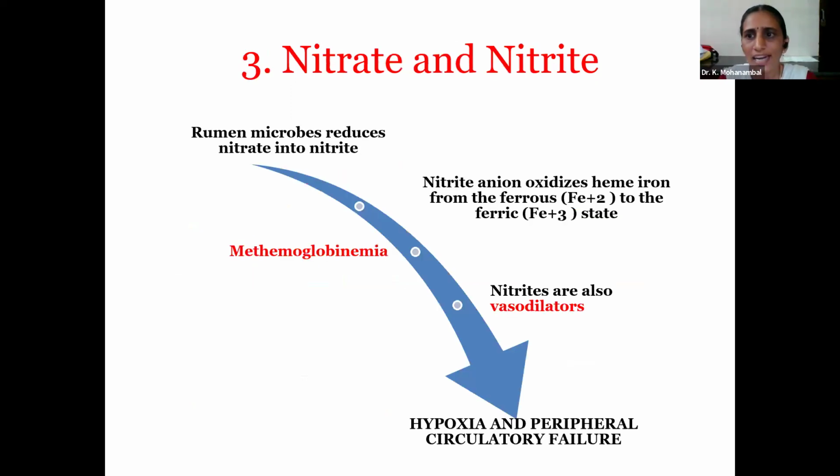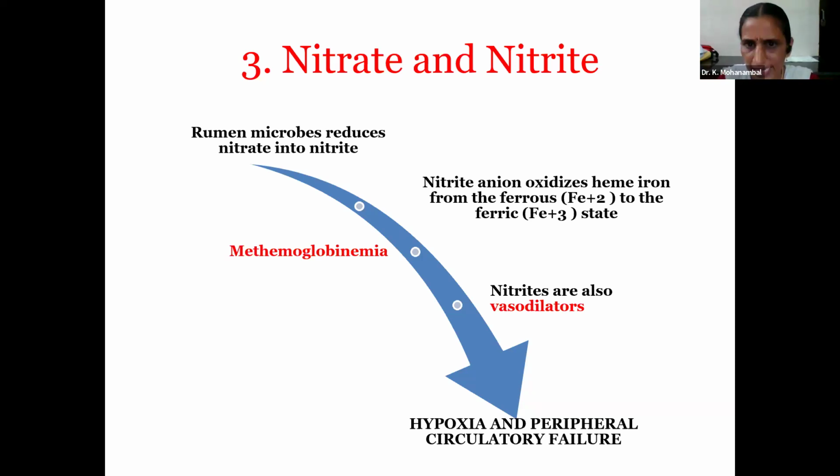That is very important. And the next important one is nitrate and nitrite poisoning. Whenever nitrate is taken by the animal, the rumen microbes convert nitrate into nitrite. Nitrite is more toxic, and it oxidizes the heme iron from the ferrous to the ferric state. So there will be formation of methemoglobin, and nitrite also acts as a vasodilator. Because of methemoglobin, there will be hypoxia, and because of vasodilatation, there will be peripheral circulatory failure. So eventually there will be hypoxia and respiratory compromise in those animals.